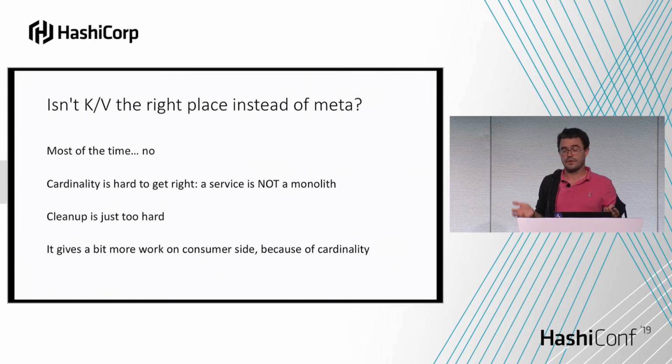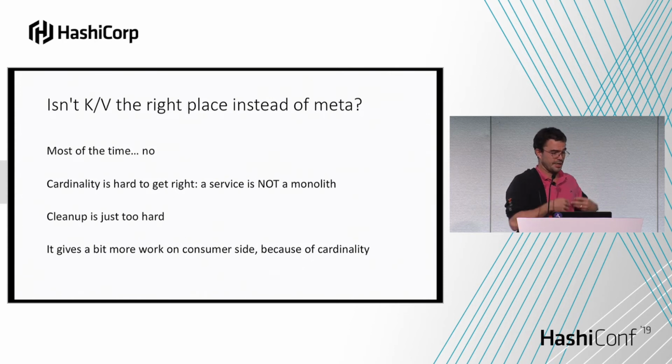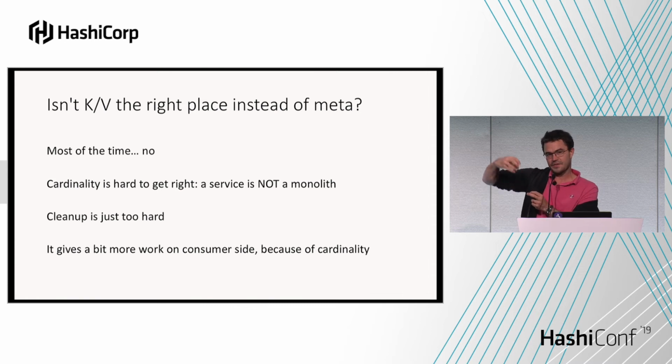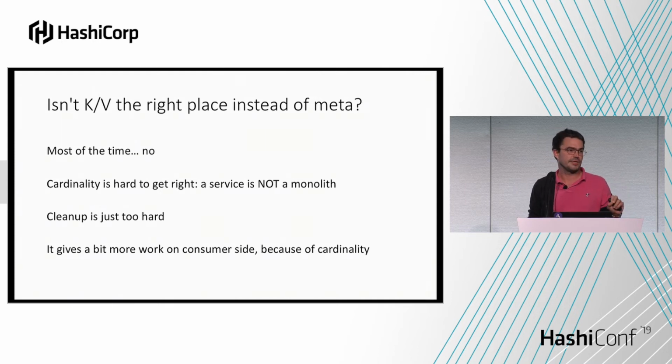Version is another issue. For instance, imagine you have a specific version of your application. At version 1, the health check is called HC, and at version 2, the health check is called health check, or whatever. What I mean is, a service is not a monolith. It's a combination of several service instances, and each of them has its own metadata. When you put things in the KV, most of the time you forget about this. So it means that probably you will get it wrong.